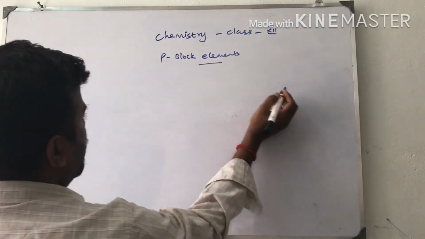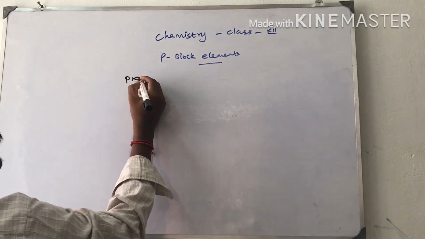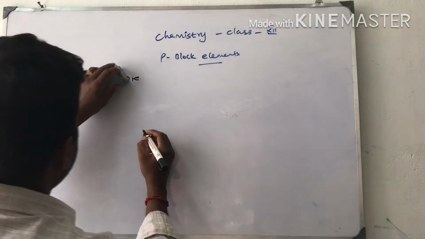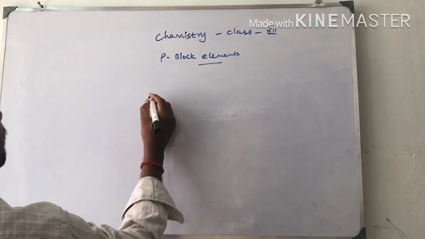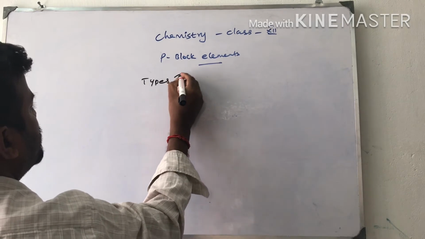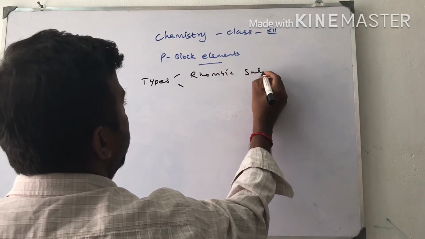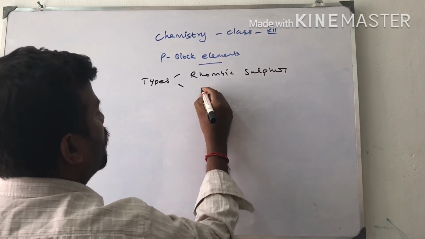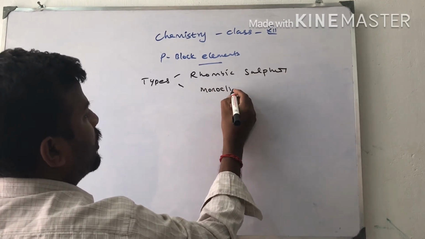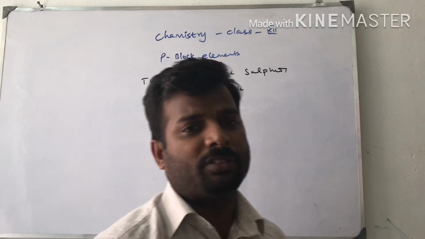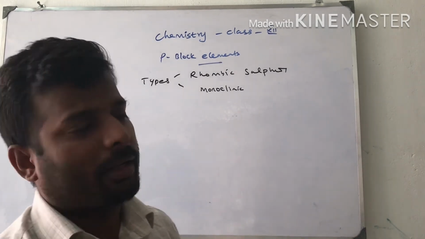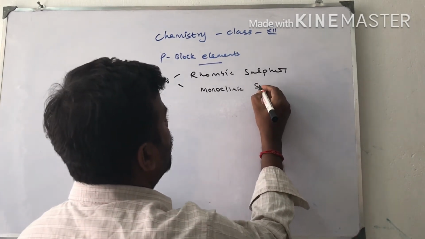Now we are going to start the preparation of sulfur. There are types of sulfur. One is rhombic, the other one is monoclinic. Rhombic sulfur, and the other one is called monoclinic sulfur. There are numerous allotropes of sulfur. From that, we are taking rhombic sulfur and monoclinic sulfur.